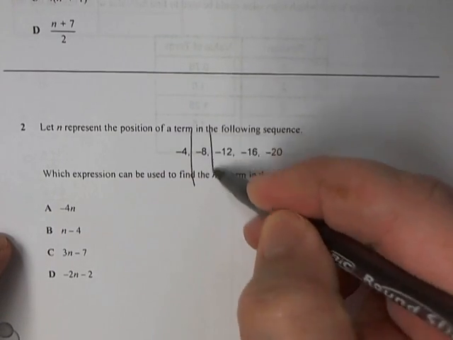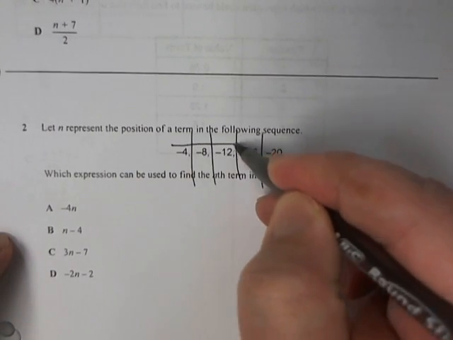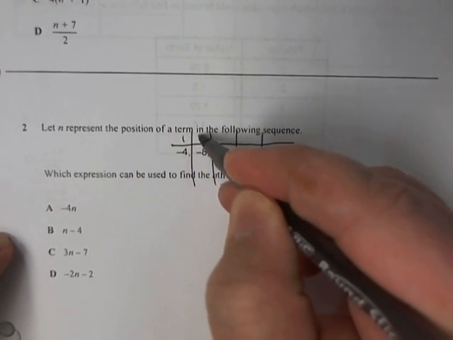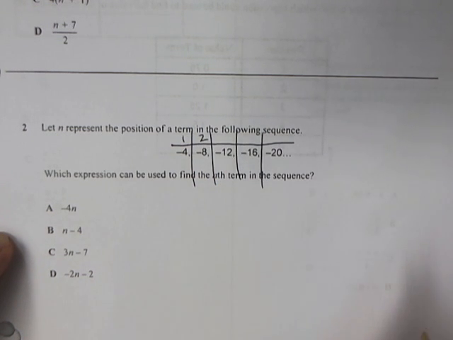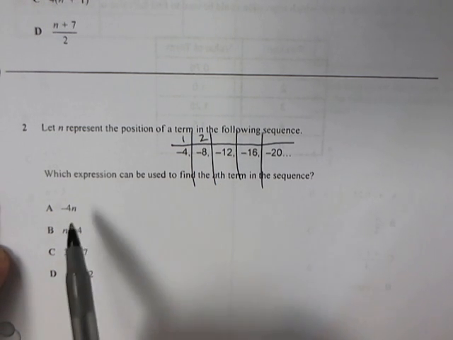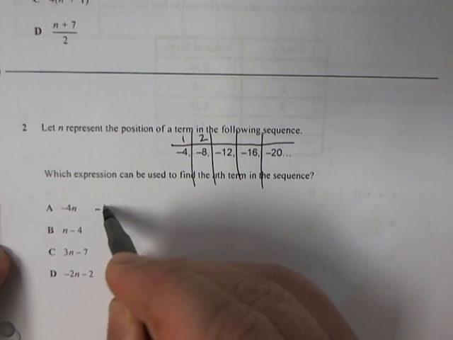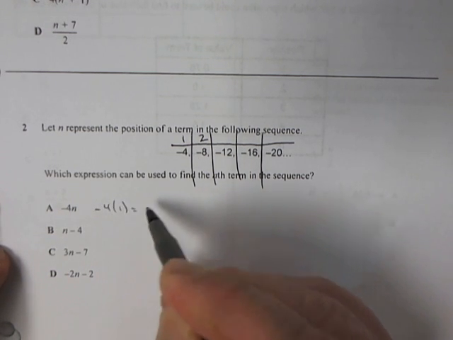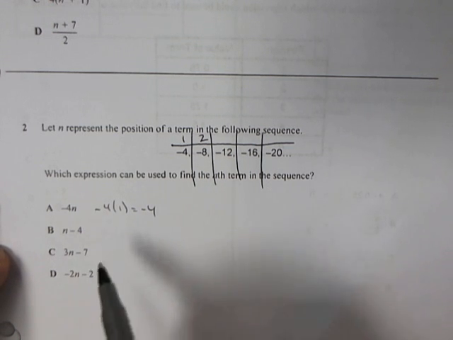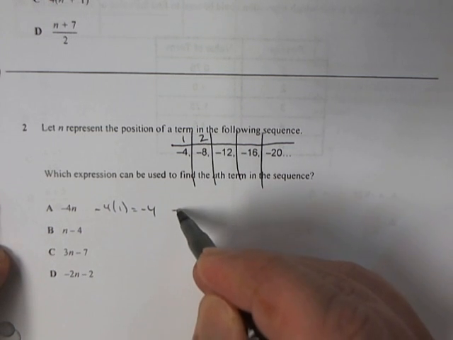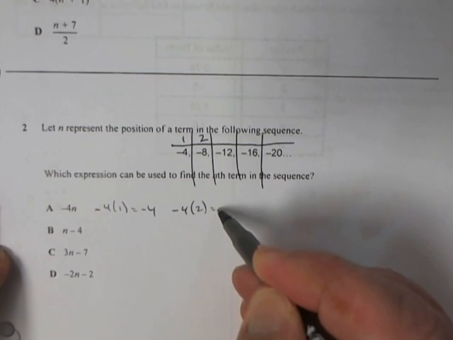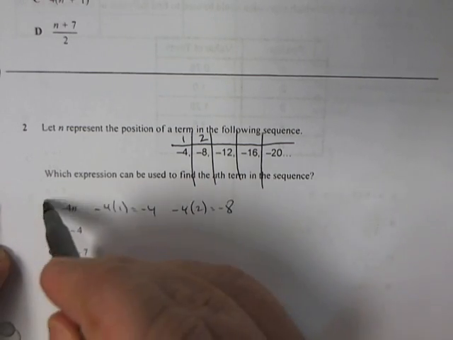Number 2. Let's create a table. So the negative 4 is in position 1, negative 8 is in position 2, and so on. Let's substitute the position numbers into the rules. Negative 4 times position 1 equals negative 4. So far it checks out okay. Let's plug in position 2. Negative 4 times position 2 equals negative 8. So the correct answer is A.